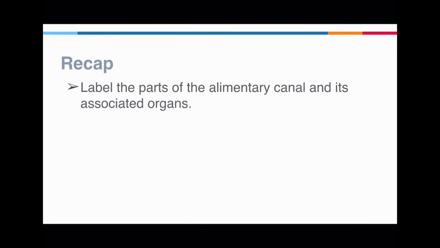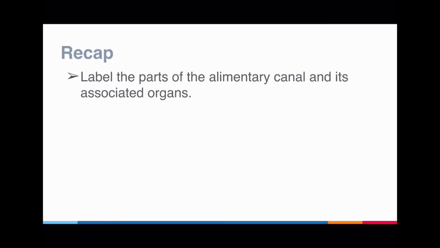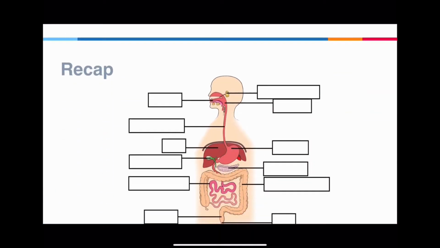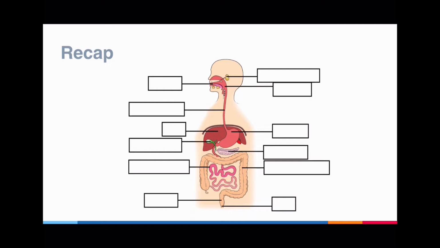Now for today's lesson, we're going to focus on what exactly it means for digestion to take place. But before we start, let's do a bit of a recap on the parts of the alimentary canal and the parts of the group we call the associated organs. You can find this page towards the end of your notes. It's on Practice 1, if I'm not wrong.